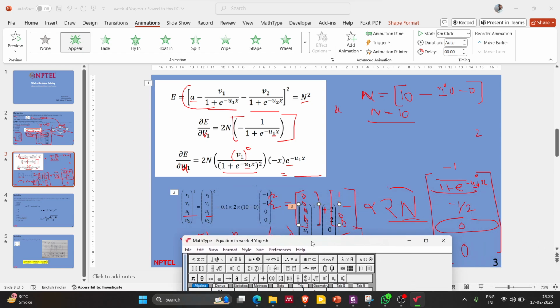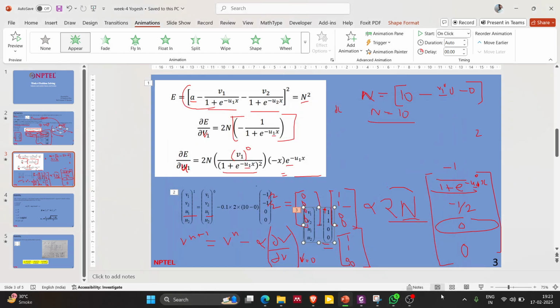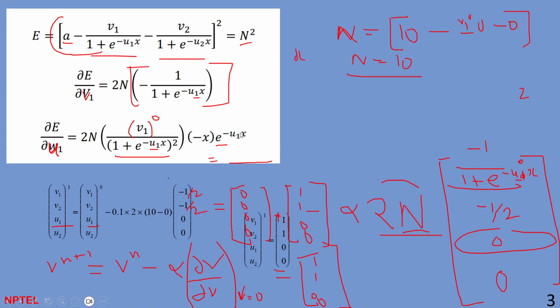Yeah, it should not be -2, it should be 1 1. So the answer here is 1 1 0 0. Okay. So in this way you should proceed with these problems.